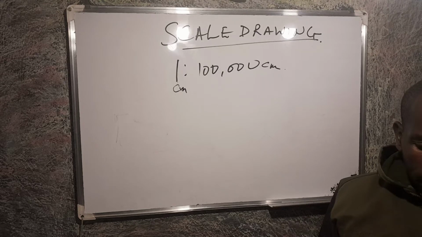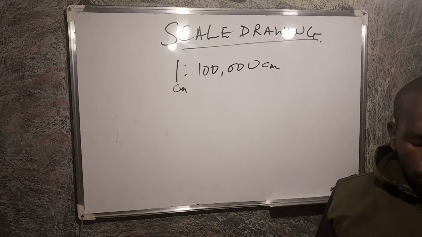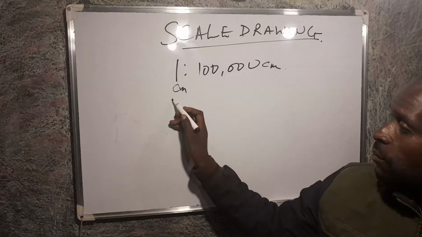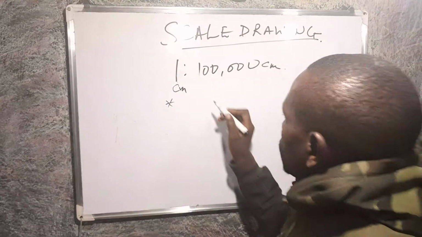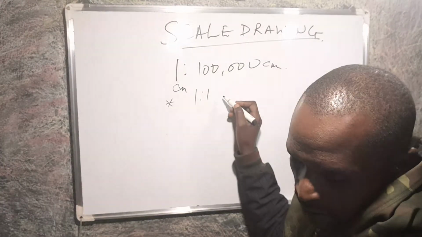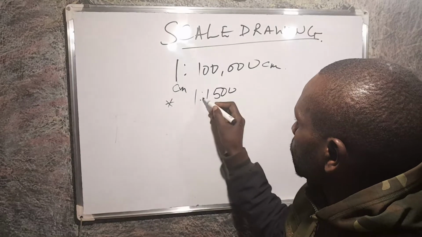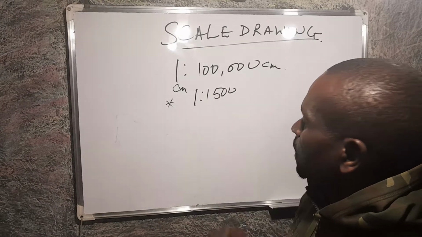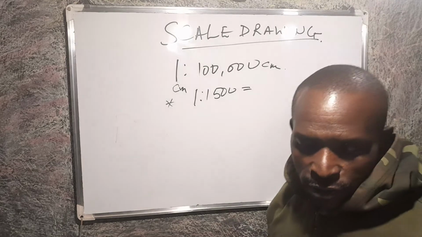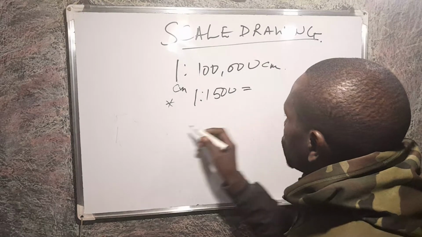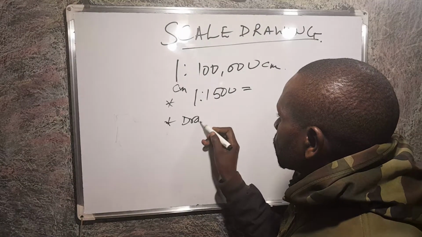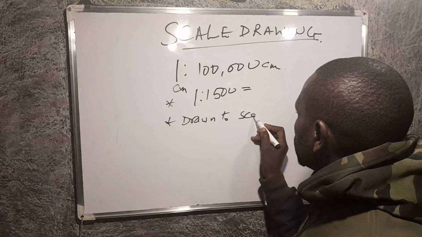So another thing I want you to note is that sometimes there are questions which pose a lot of challenge to you. Some words that I want you to note: when a scale is given, for example 1 to 1,500, and then you are told a diagram is drawn to scale. I want you to note this word: drawn to scale. Drawn to scale.